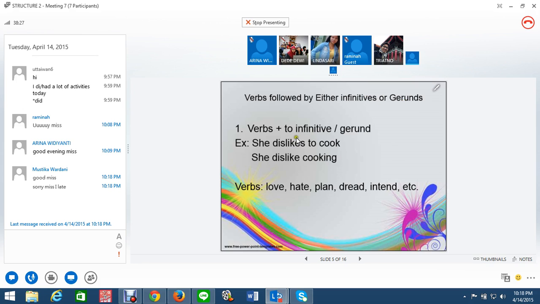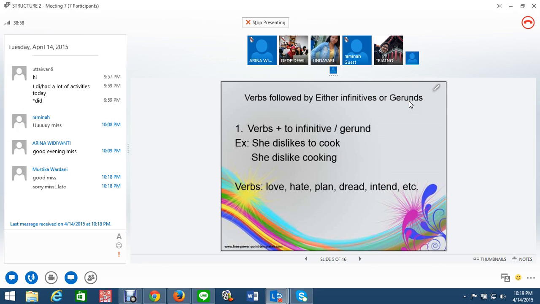So there are some kinds of verbs that can be followed by either infinitives or gerunds. Jadi ada jenis kata kerja yang boleh diikuti oleh salah satu ini. Jadi dia ini pun masuk, ke sini pun dia masuk. Okay. So another example is like I love teaching. I love to teach, right? I hate singing. I hate to sing. Okay. Plan, dread, intend, etc.